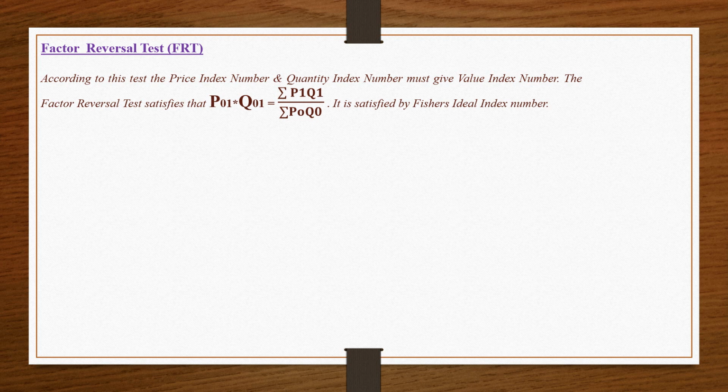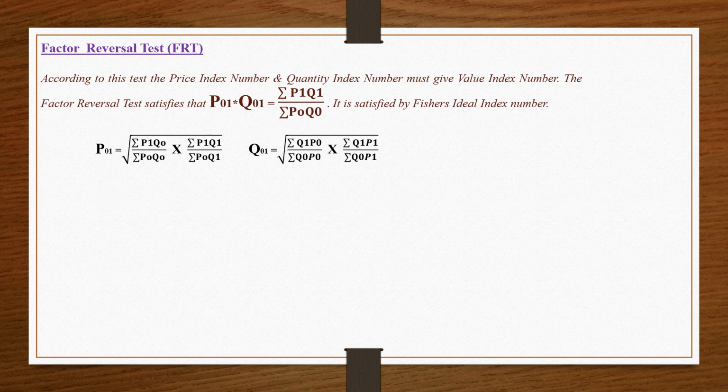So when we say P01 into Q01, how do we find P01 and Q01? For P01, we use the same formula as in the previous problem. For Q01, wherever there is P it becomes Q, and wherever there is Q it becomes P. Just observe this. P01 is equal to the square root of summation of P1 Q0 divided by summation of P0 Q0, into summation of P1 Q1 divided by summation of P0 Q1.